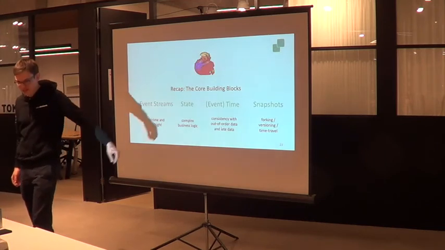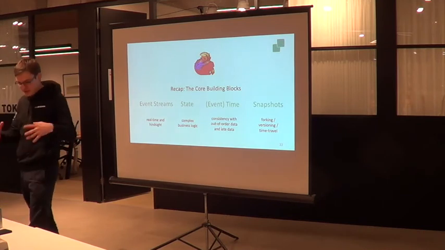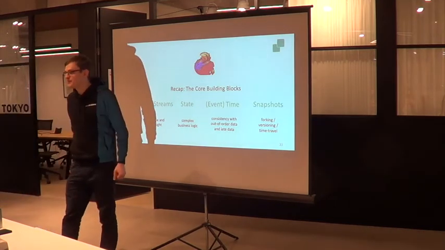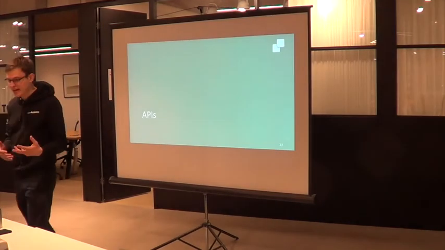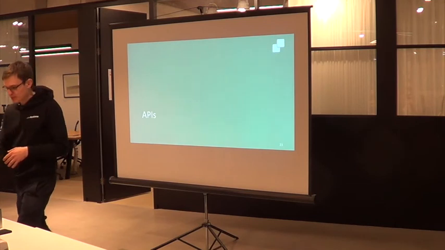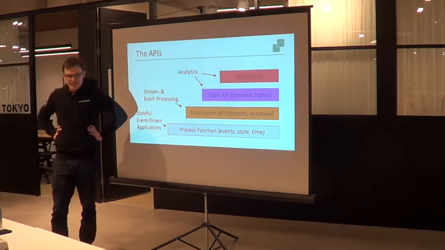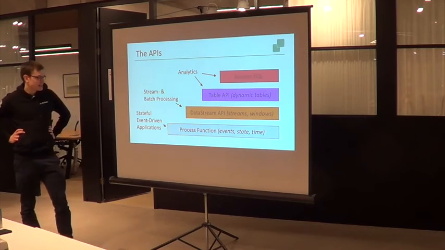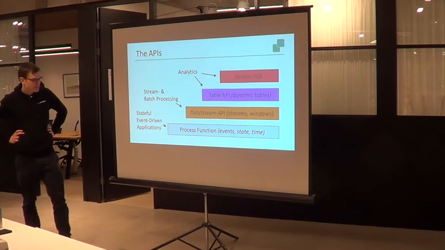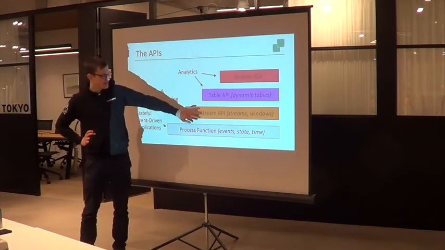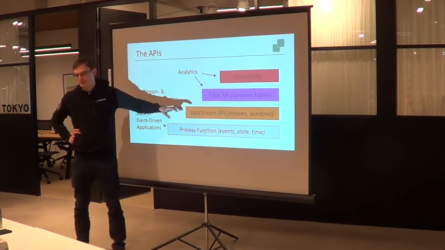So this is just a recap of everything with all the core building blocks of Flink. And next I would like to look a little bit into the APIs of Flink, because the APIs of Flink allow you to use all these great features. And basically there are 4 abstraction levels in Flink to access these features. The main API that we've had for most of the time of Flink is the data stream API.